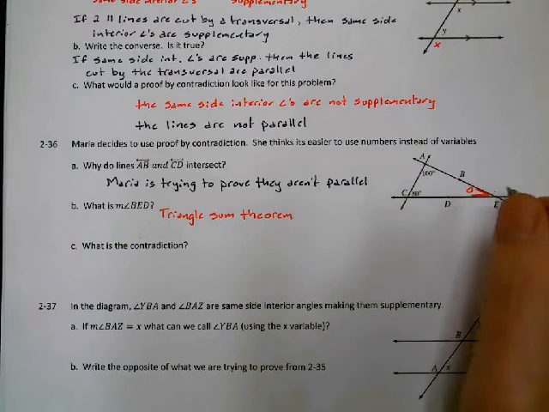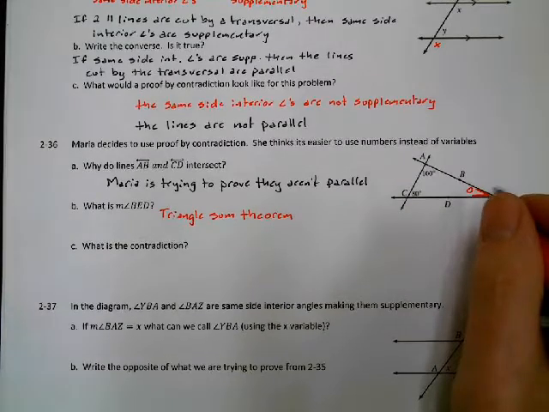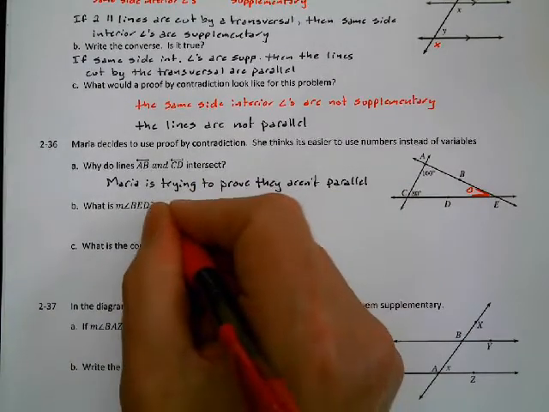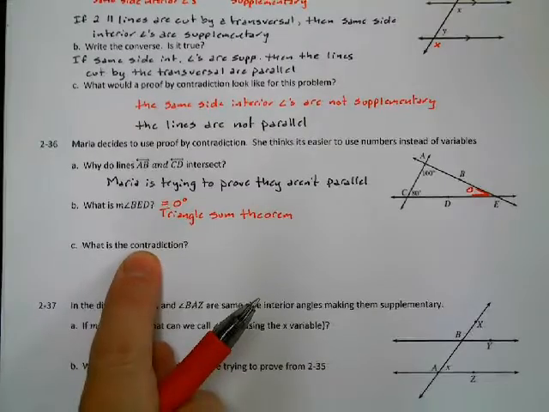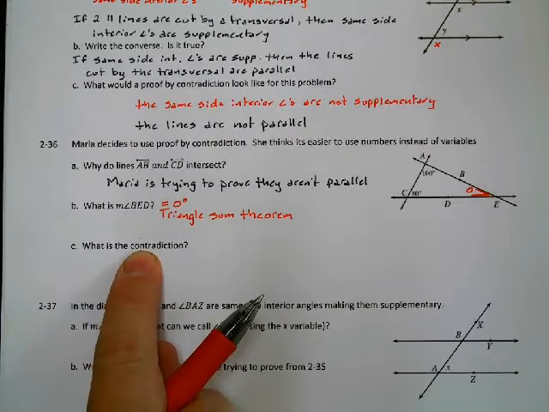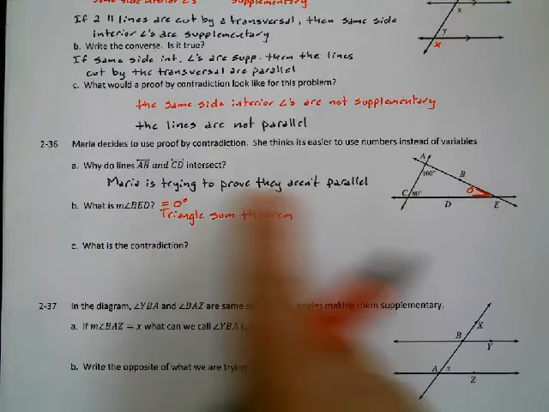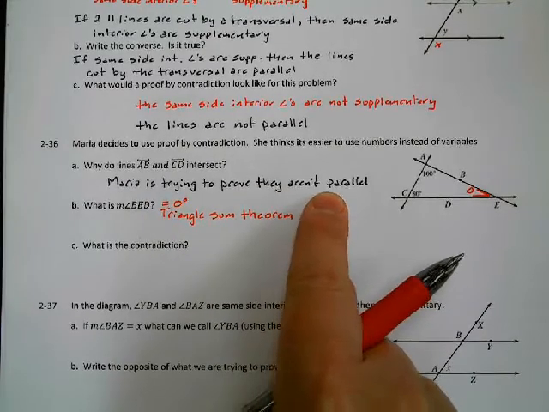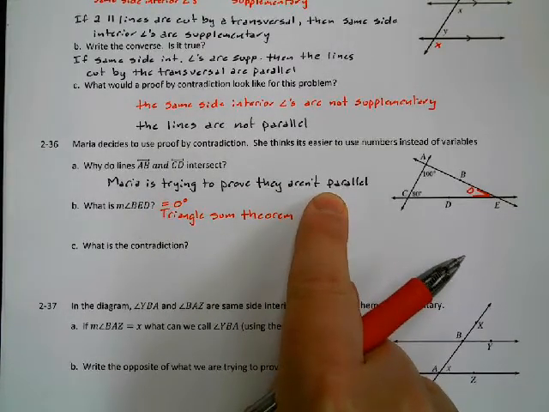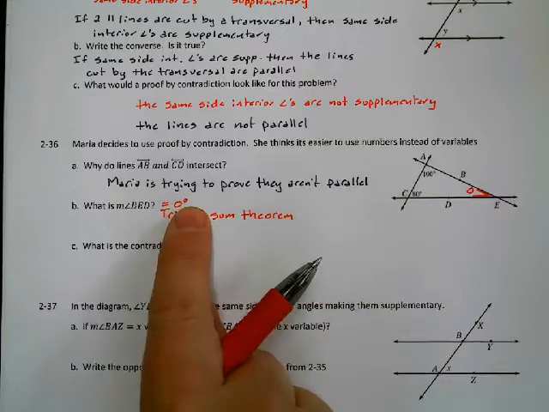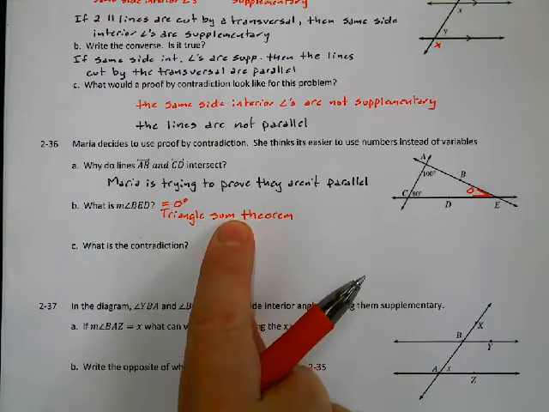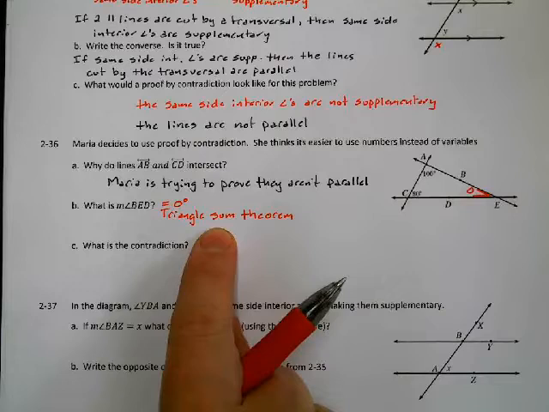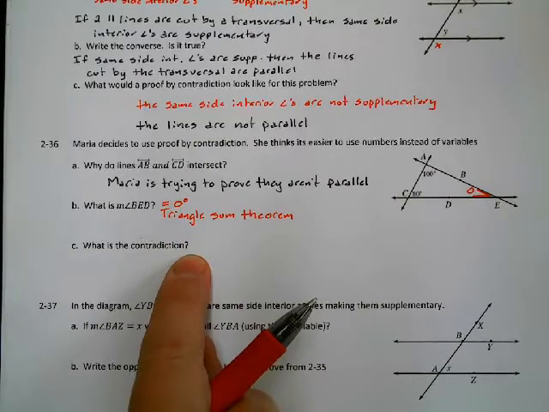That's crazy. Angle BED is 0 degrees. You can't have an angle that's 0 degrees. That's crazy talk. And that's what our contradiction is. She has just proven that you can't do this. She tried to do the opposite, and it's not working. So that's your goal, is to do the opposite and make it not work. I told you it was crazy. So her contradiction is that angles can't be 0 degrees.